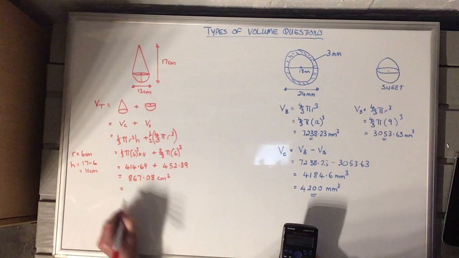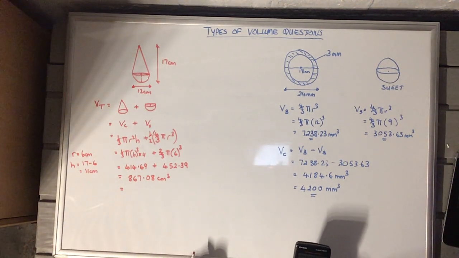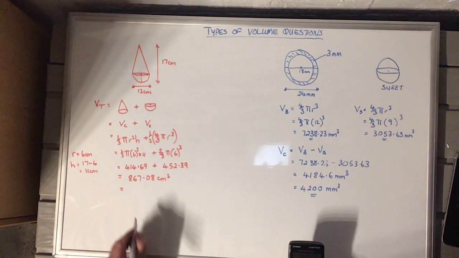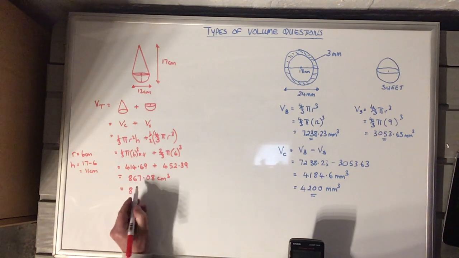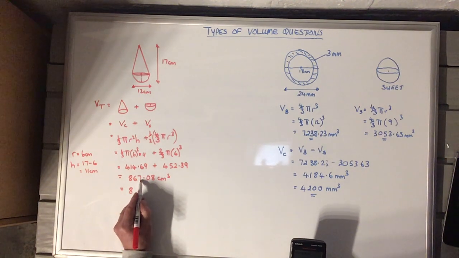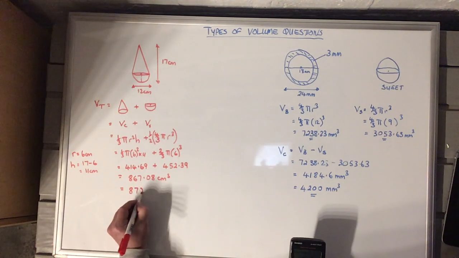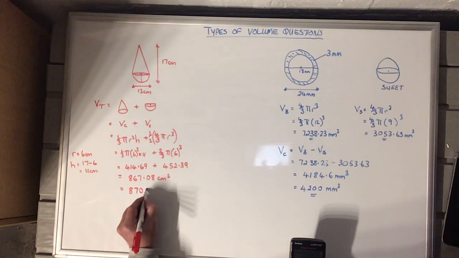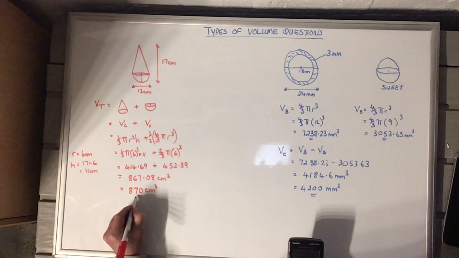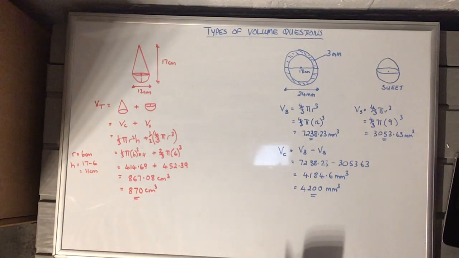But again, the question says give your answer to 2 significant figures. Well, that's going to be 8. There's a 6, 7 beside it, so that 6 changes to a 7. The rest go to 0, we don't need the decimal places. So that's our final answer. We've got 870 cubic centimetres.